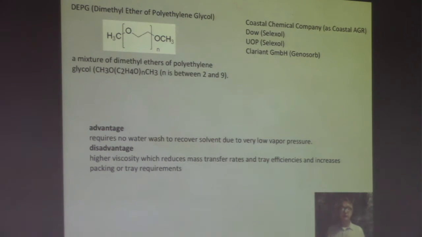The disadvantage of these materials is that they tend to have a much higher viscosity, that is, they're thicker and more resistant to flow than water, and so the rates of mass transfer and the efficiency of the trays tend to be limited when using Selexol for CO2 absorption from a flue gas.